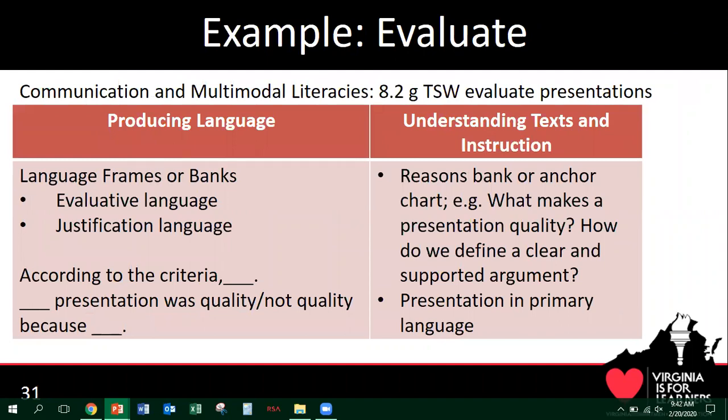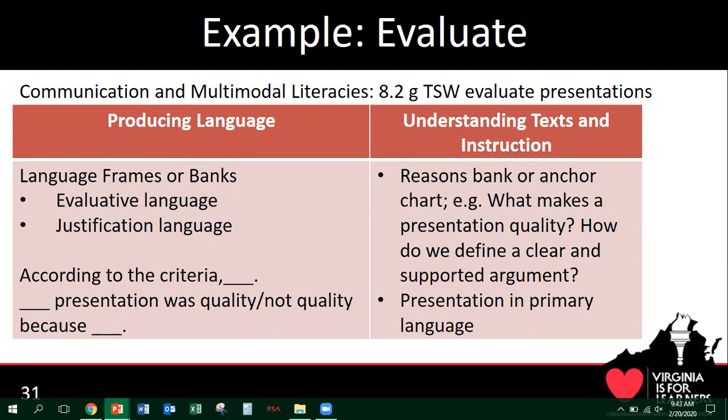Moving here, we have a communication and multimodal literacies example, how we help students evaluate presentations. Here, the access support might be a specific reasons bank. What is the criteria for identifying a quality presentation? Providing those so students could then use those in their frames.